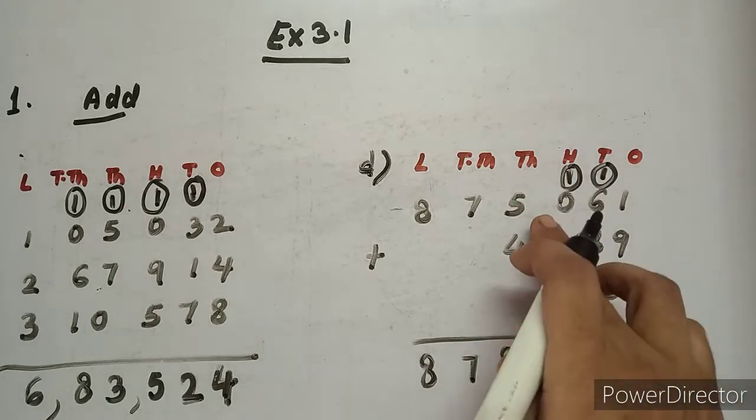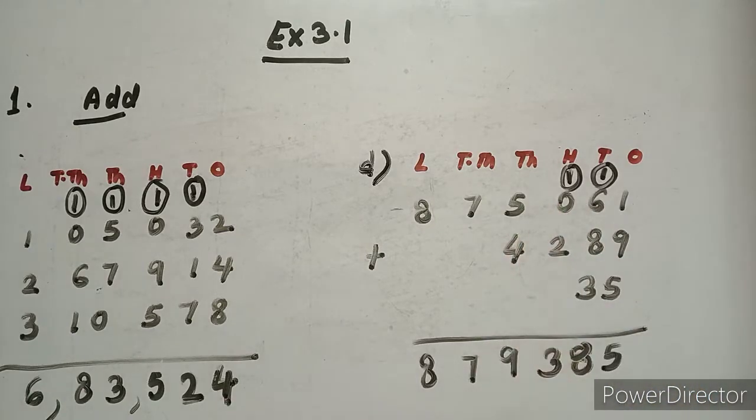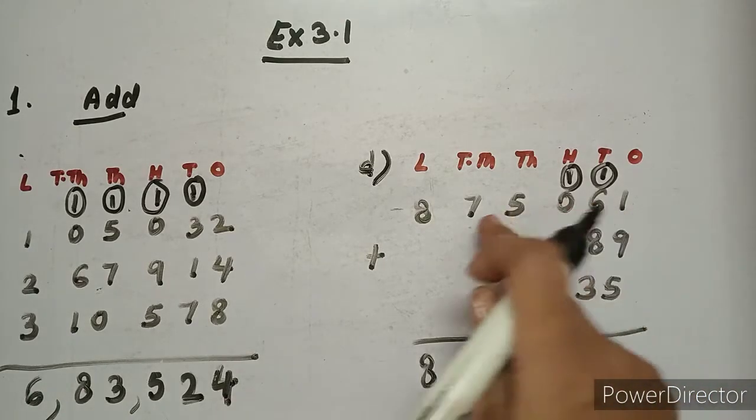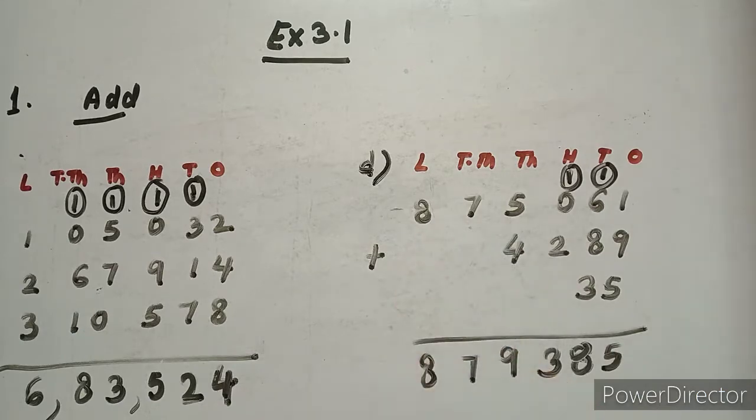Okay, so now you have 5 plus 4 as 9. Then you have 7 and 8. Okay, so you have the number as 8,79,385. Okay, so this is your C and D problem. Then we will go for E and F.